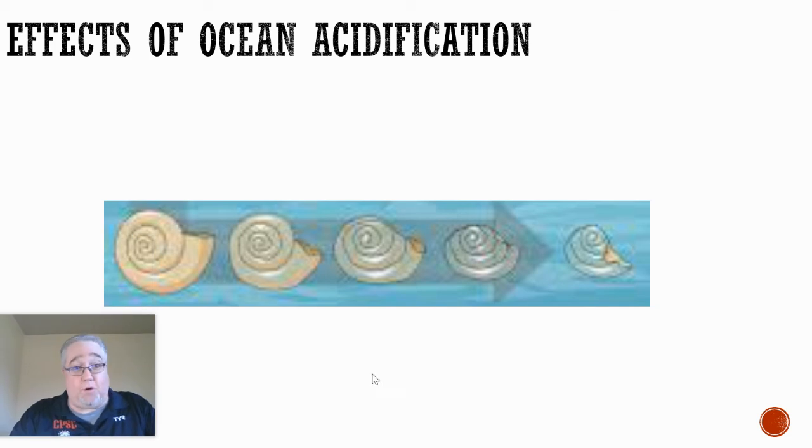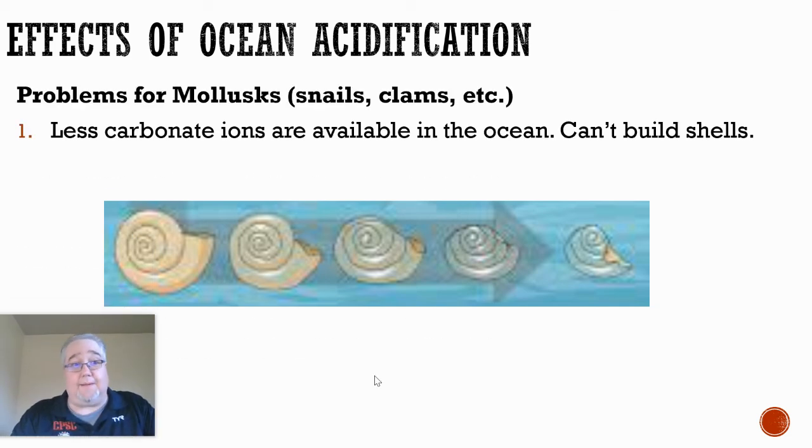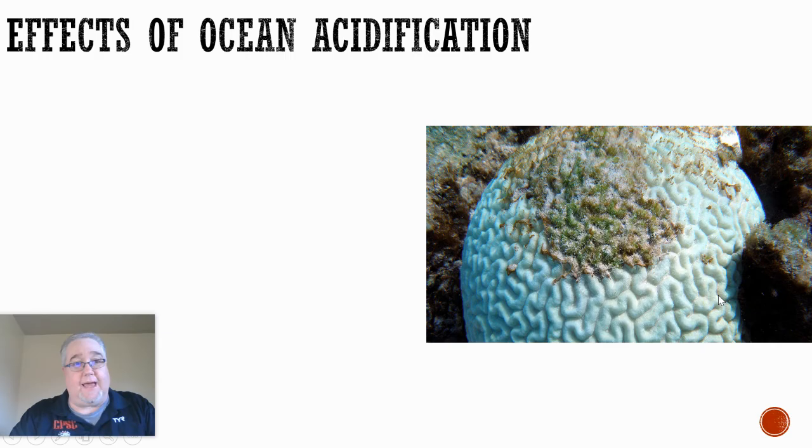So, the effects of ocean acidification on some of these organisms, especially for mollusks, things like snails and clams, is again, there are fewer carbonate ions available for them, so they can't build their shells. And the oceans are becoming more acidic, so whatever shells they do have are actually disintegrating and dissolving because of the acidic conditions. So there are two major problems here being caused by carbon dioxide getting into the water. It's using up their carbonate ions and it's causing acidic conditions. And that's a double problem for some of these animals.